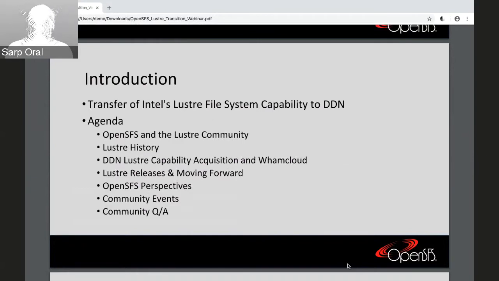So again, we are going to be focusing on the transfer of Lustre assets and capabilities from Intel to DDN, and how it will affect us and what DDN's plans are about that. We will start with a brief OpenSFS and Lustre community update, and then we will take it from that point on.